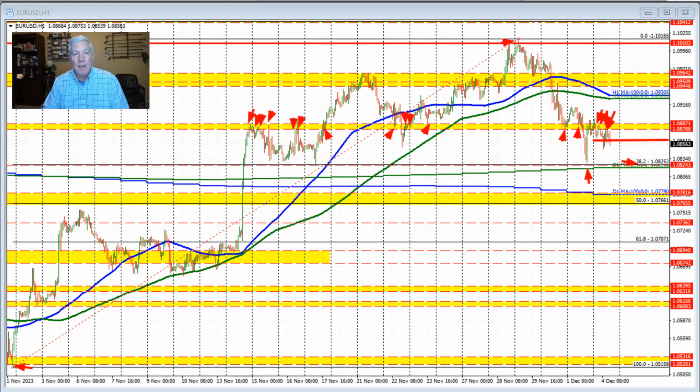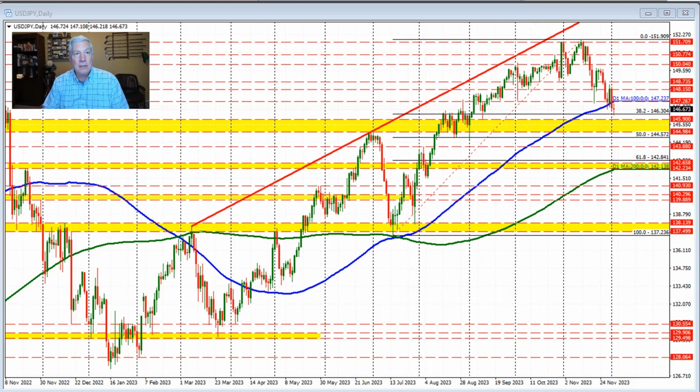the next key target. All right, if we do stay below this level, however, then the bias remains more to the downside with this 200-day moving average and 38.2% retracement as the target to get to and through on the downside. Now let's take a look at the dollar versus yen next.